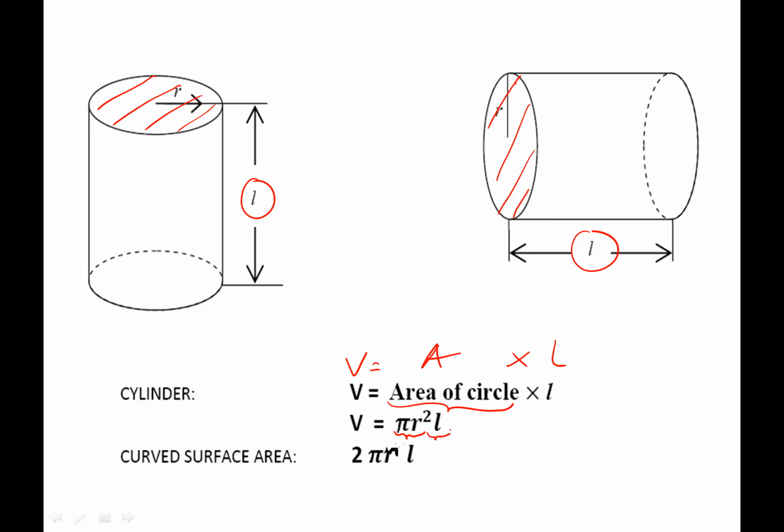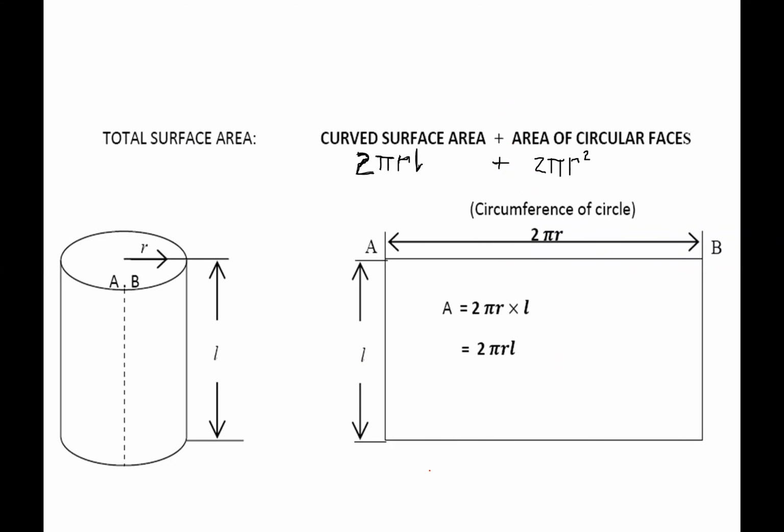You also need to be aware that the curved surface area of a cylinder is found by taking 2 pi r and multiplying it by L. That's the curved surface area. So that's something you need to memorize as well. Yes, you need to memorize that.